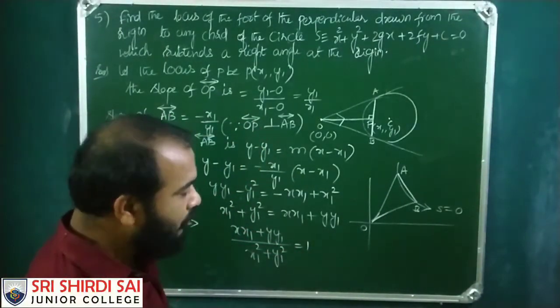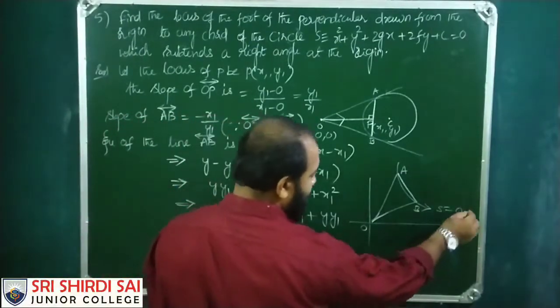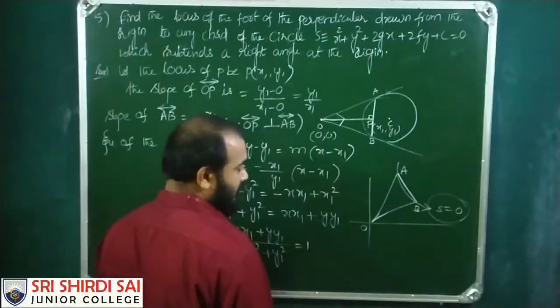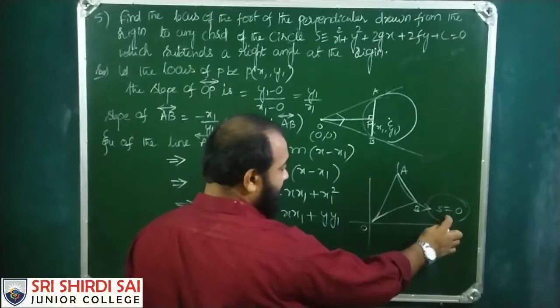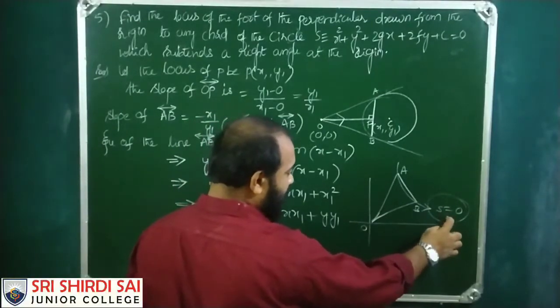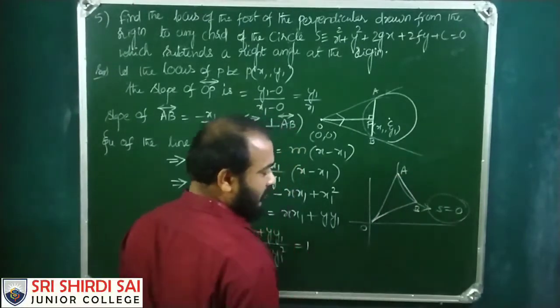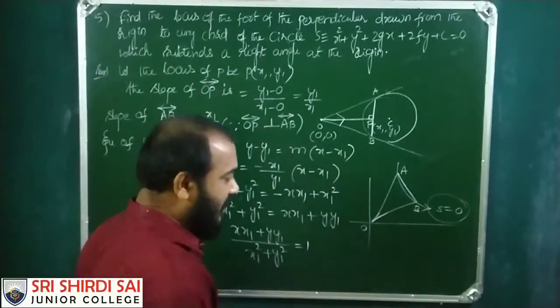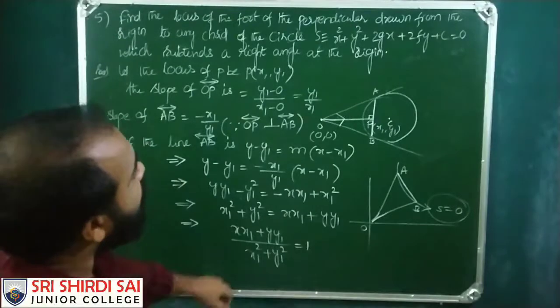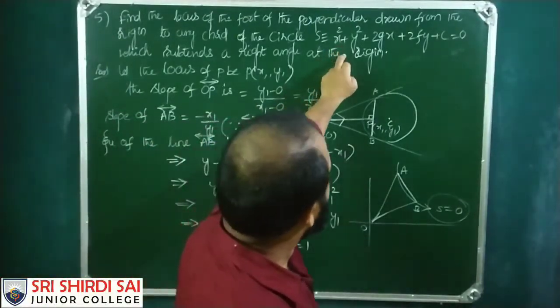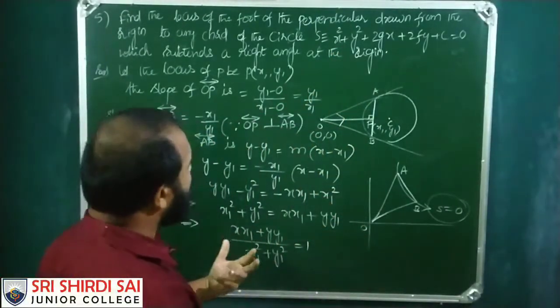So what did we do? Homogenizing the circle equation, homogenizing the second degree non-homogeneous equation with respect to the line AB. So that's what we have done. So now, since this is a second degree non-homogeneous equation, what is a non-homogeneous equation?